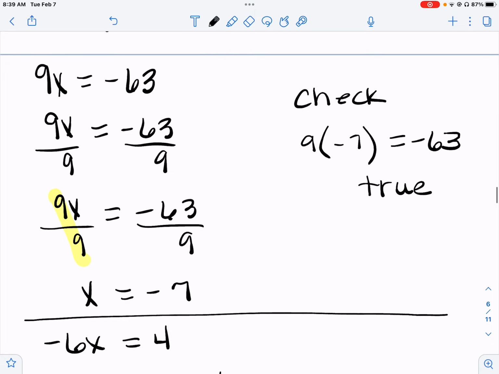9x equals negative 63. That means 9 times, so we divide. The 9's cancel on the left. On the right, a negative divided by a positive equals a negative. We can check by plugging negative 7 in. 9 times negative 7 equals negative 63.